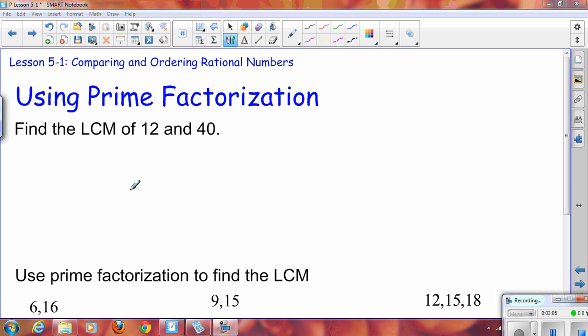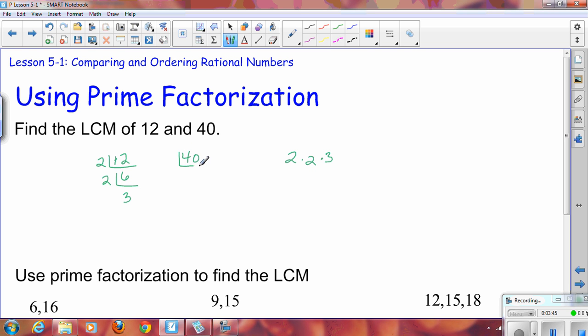You can use prime factorization to discover the least common multiple of two numbers. So we are looking for the least common multiple of 12 and 40. So we're going to factor 12 and we're going to factor 40. When we factor 12, we say, is it even? Yes. So it's divisible by 2. That leaves us 6. 6 is also even, so we divide it by 2 and get 3. So 12 is 2 times 2 times 3. That is the prime factorization.